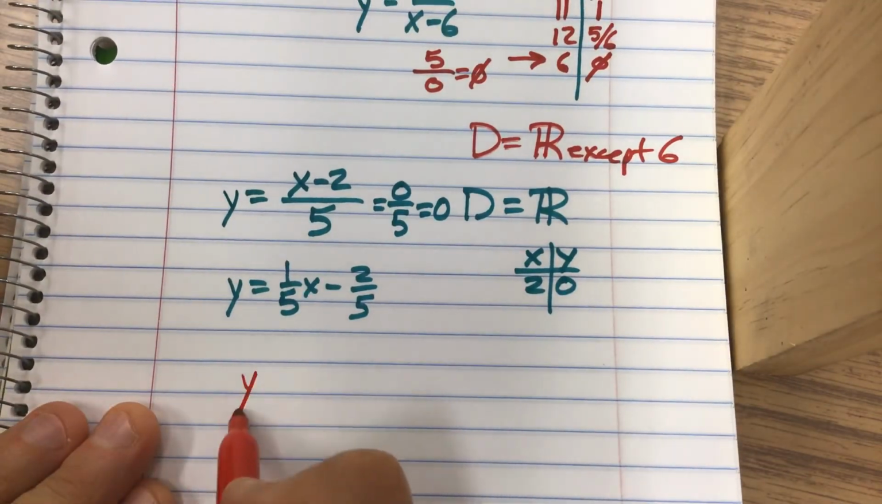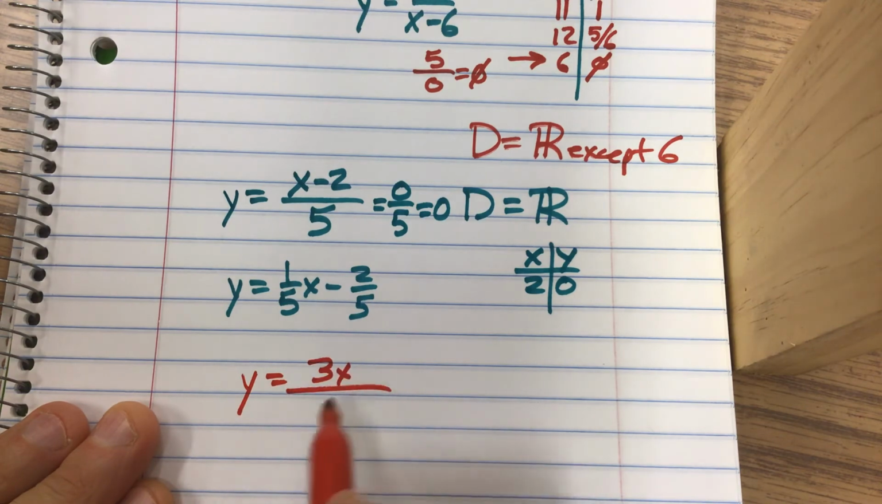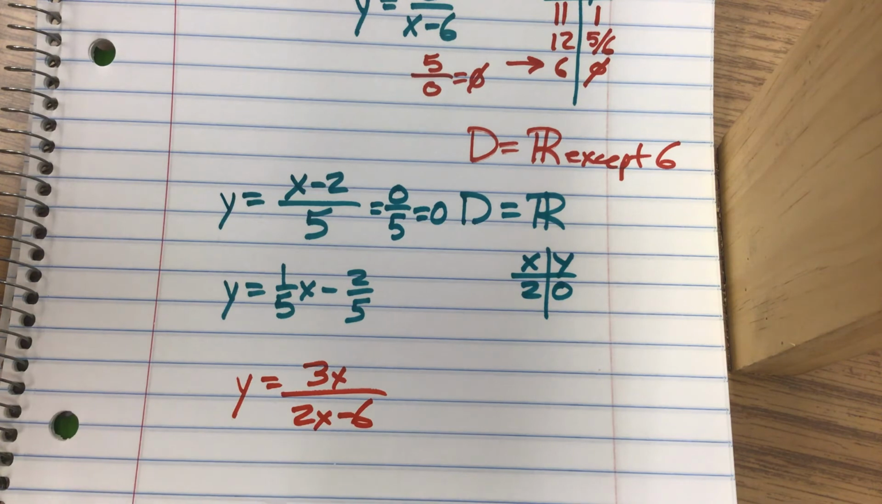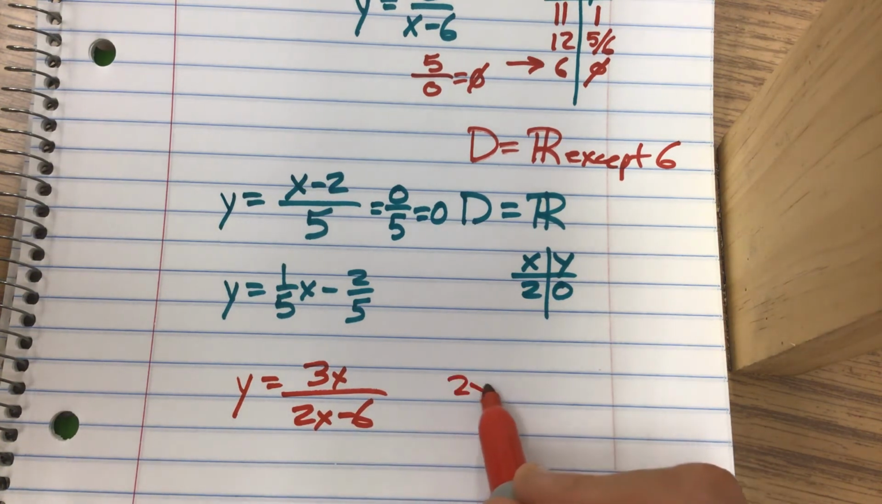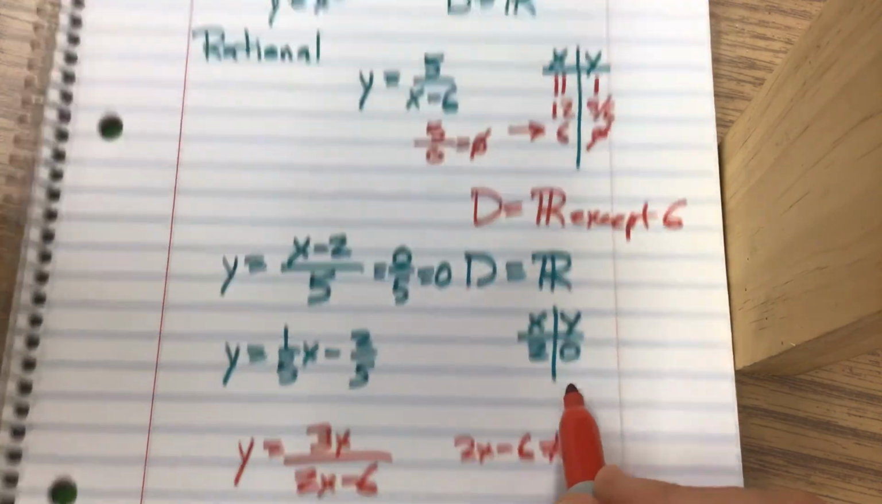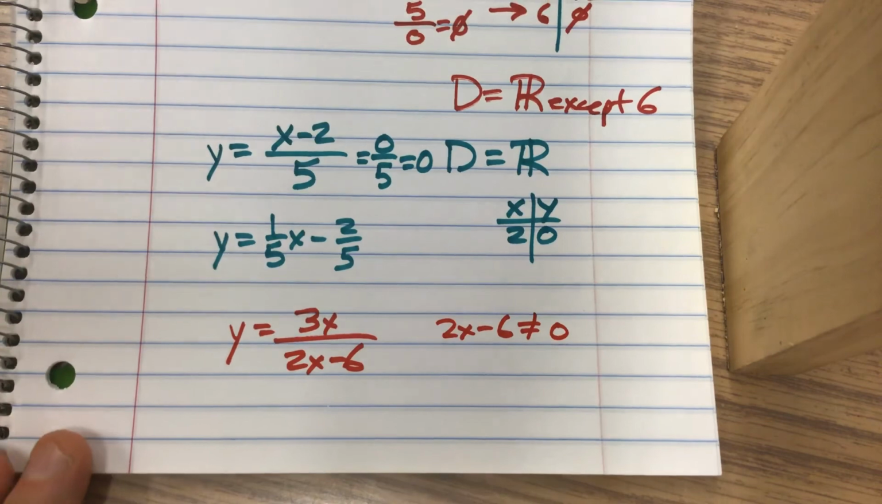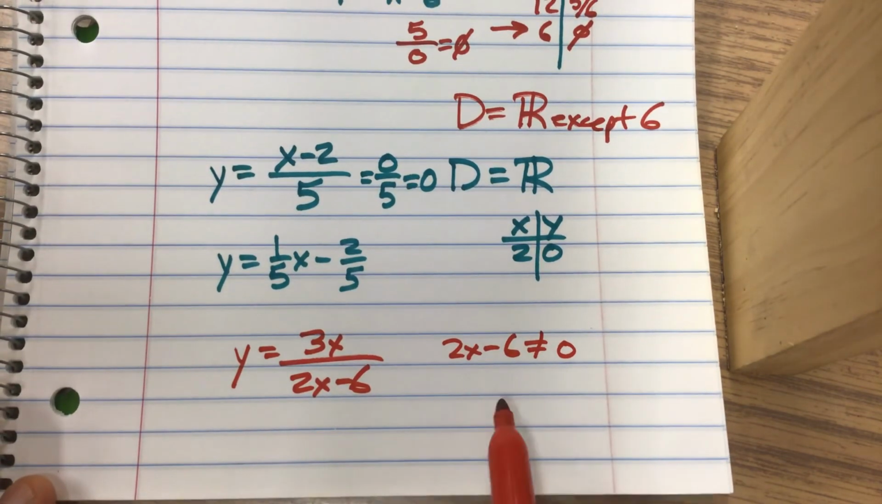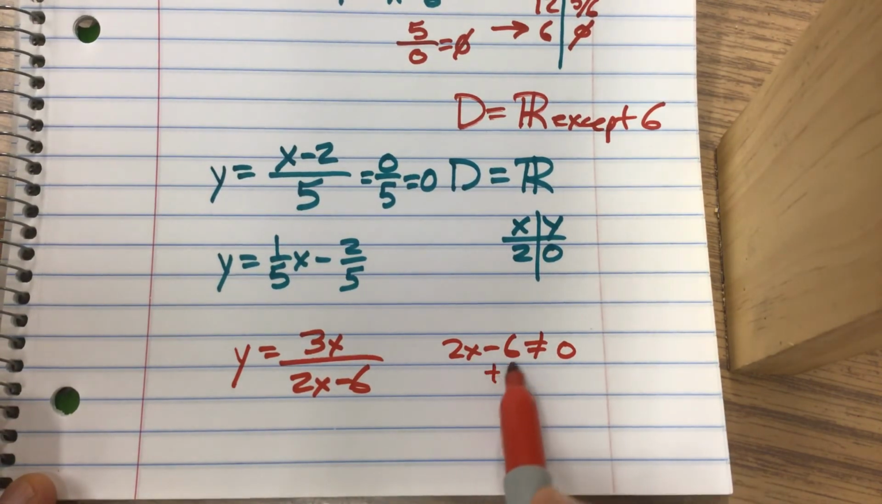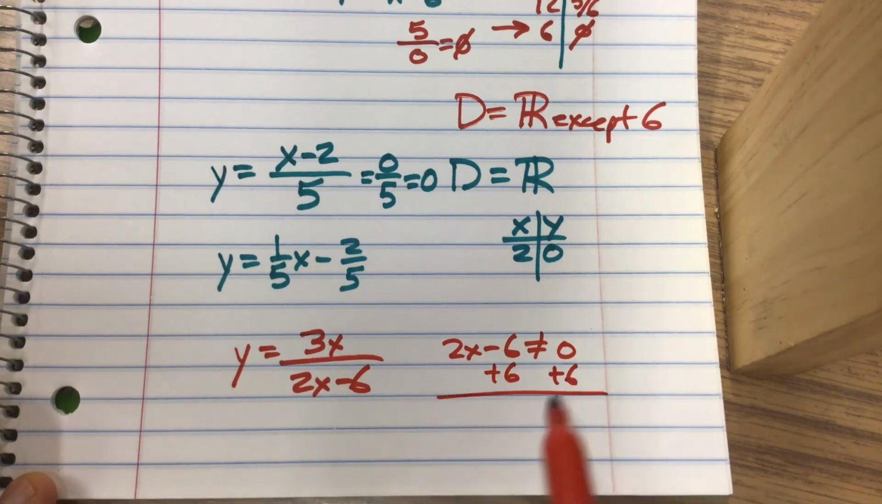Okay? And one more example would be y equals 3x over 2x minus 6. If you were asked, what is the domain of this function? It doesn't matter what you plug in the numerator. However, this denominator cannot equal 0. 2x minus 6 cannot equal 0, because you can't have 0 in the denominator.